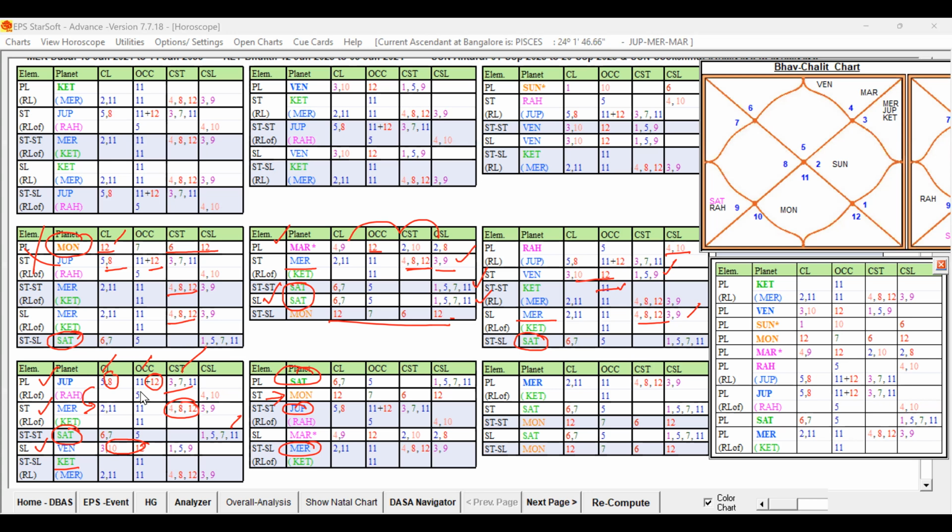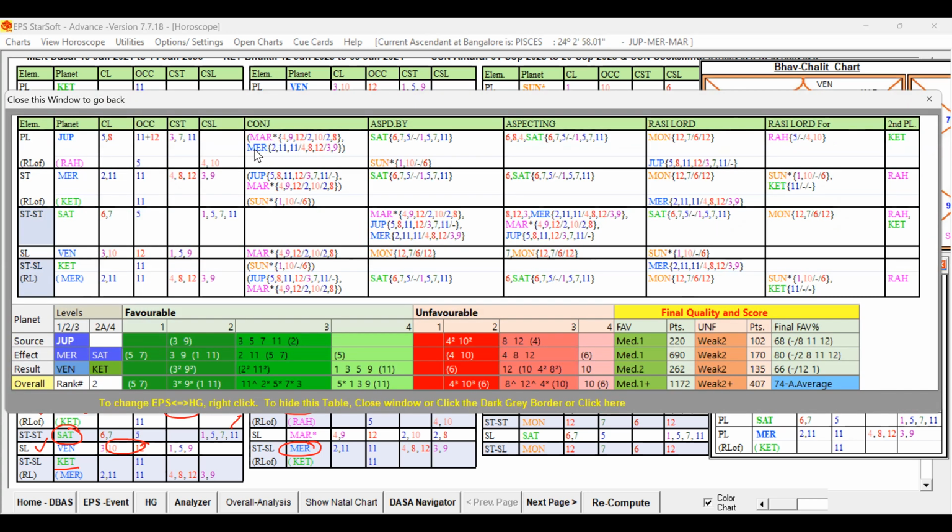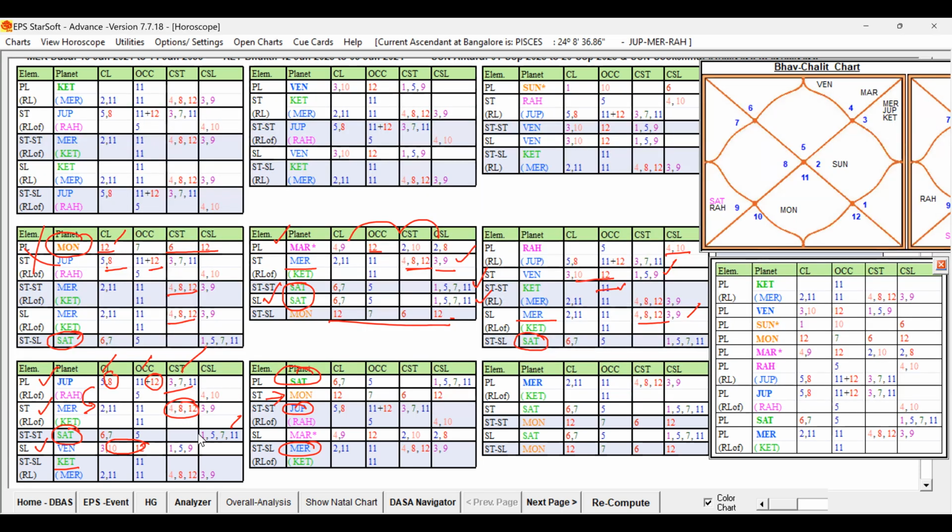Jupiter is the planet. If Jupiter is having Mercury, yes, Mercury is there in support. It means Jupiter is conjoined with Mercury. Mercury is the star lord, so favorable or supporting to Jupiter, and on the same side, 8 and 12 are further supported by 8 and 12. So weakness is present here.